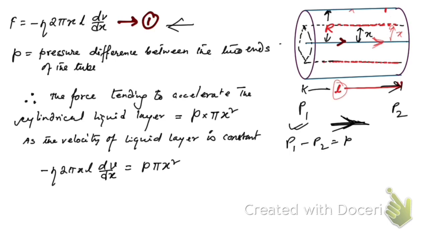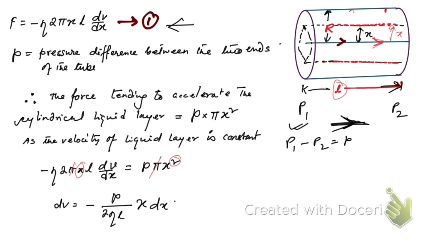Now what are the things that you can cancel here? Pi, definitely you can cancel pi, right? Pi cancels, and x cancels one power of x square. So this implies that dv is equal to minus P by 2 eta l into x dx. That's what we can write. And one more thing, there should be an x, so let me write that x here. Okay, that's what we're going to have. So hope you have understood this.